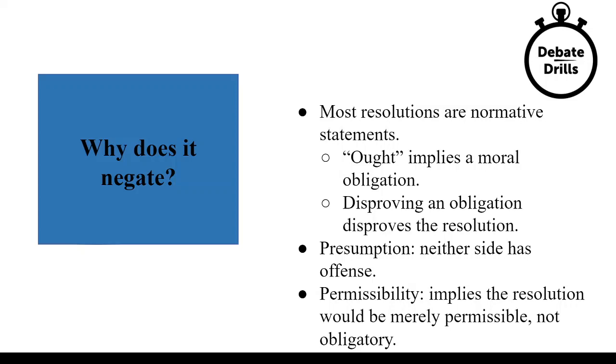The second way in which skep debaters will claim that it negates is that it triggers presumption. So they'll say that because it's impossible to generate moral obligations, it means that neither side has any offense, and so the judge should just presume negative. The third is permissibility. So they would argue that skepticism implies that the resolution would merely be permissible and not obligatory. So this is kind of similar to the first argument, in that it's saying that because anything is permissible according to skepticism and we can never have any moral obligations, that means the resolution is also permissible and not obligatory, and then we'll argue that permissibility negates.